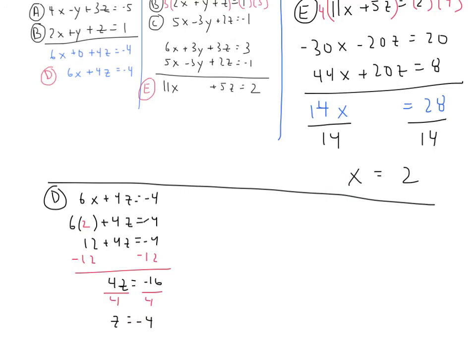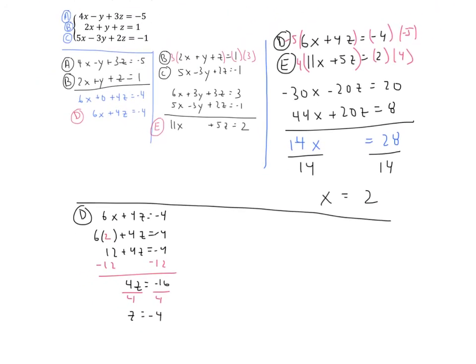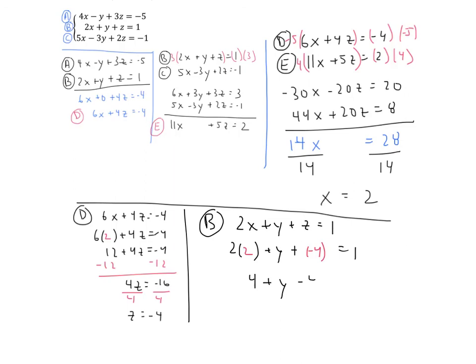Lastly, how do I find my y value? Well, I need to use substitution with both my x and my z. And I'm going to plug that into one of my equations that has three variables, right? That way I'll be able to solve for my y. Let's do that with how about equation B? Equation B is 2x plus y plus z equals 1. Alright, so this is going to be 2 times my x value, which was 2, plus y plus my z value, which was negative 4, equals 1. This is 4 plus y minus 4 equals 1. That simplifies to be y is equal to 1.